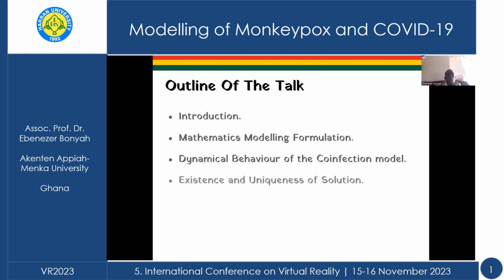Now, this is the outline of my talk. I'll talk about the introduction of my study. We're going to talk about the mathematical modeling formulation. I'm going to talk about the dynamical behavior of the co-infection model. I'll also give a brief overview about the existence and uniqueness of the solution. I'll try to present the numerical scheme and the associated results, and also share some conclusions out of the talk.